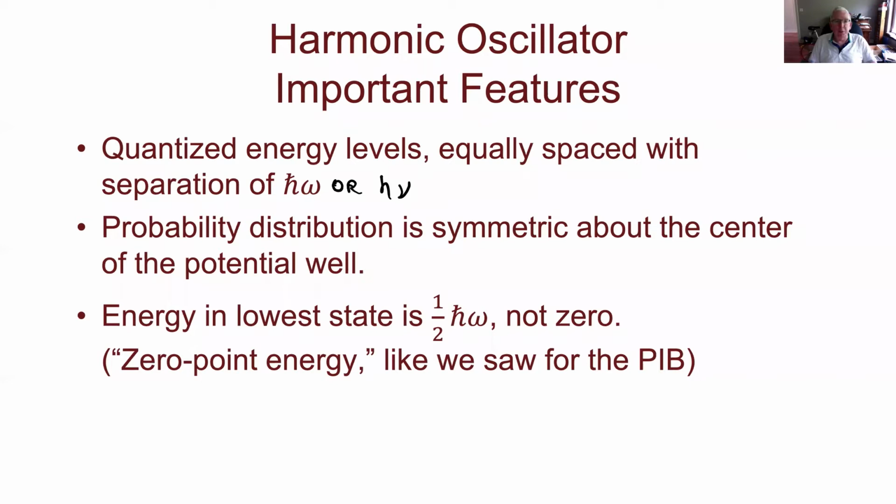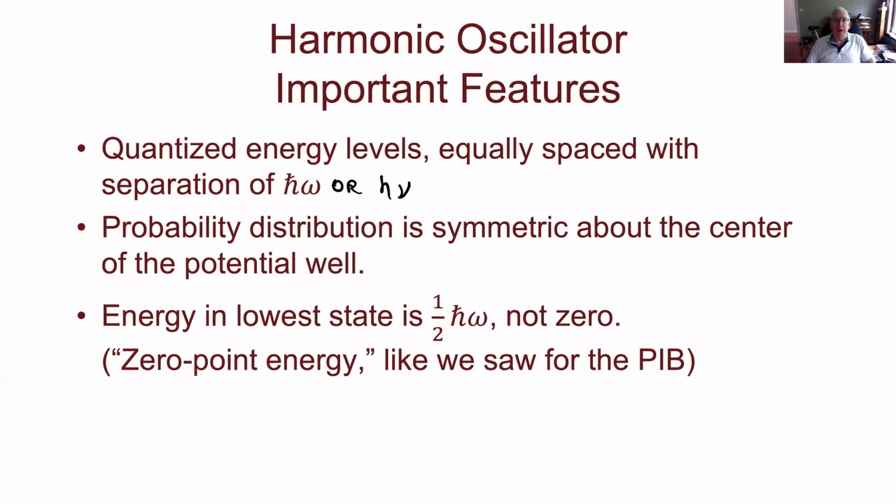The probability distribution for all the wave functions is symmetric about the center line of the potential well, right? Meaning the two sides are the same because that envelope that traces out the motion of the oscillator is a parabola, so it's symmetric, okay? And lastly, in the lowest energy state, the ground state, we do not have zero energy, right? We have 1/2 h bar omega, also 1/2 h nu. So we have a zero-point energy, just like we did when we looked at the particle in a box model.